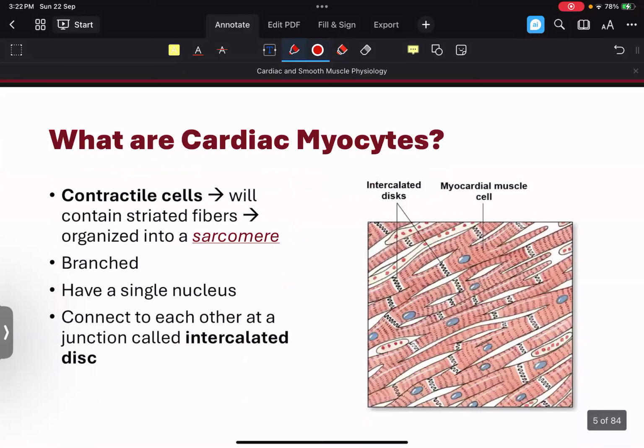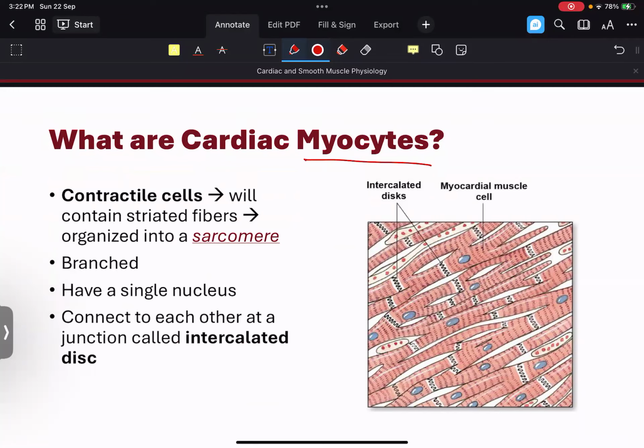What is a cardiac myocyte? Myocyte just means muscle cell. So they're contractile cells that contain striated fibers organized into a sarcomere, and we'll get into details about the sarcomere in a minute. Second, they're branched. What does that mean? If you take a look at this diagram, you can see how one singular cell is literally branching. So we're just talking about the shape. Not all cells do this, only cardiac cells do this.